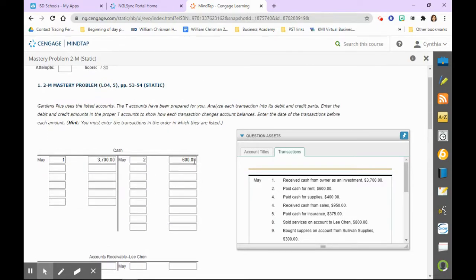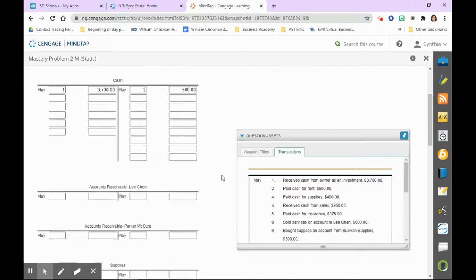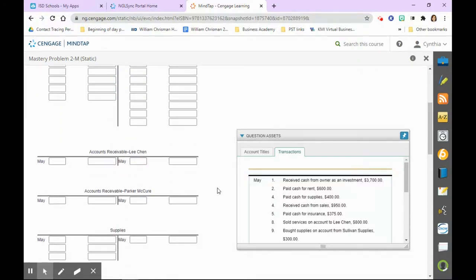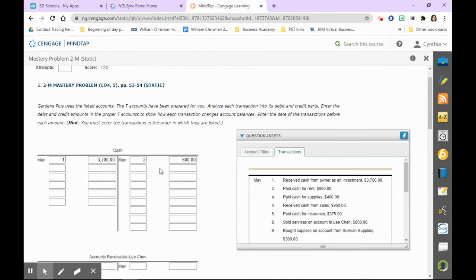for that transaction. And then on the 4th, we're going to pay cash for supplies. So again, this time we have cash and supplies. They are both assets. Supplies will go up, cash will go down. So supplies goes up with a debit, and cash goes down with a credit.